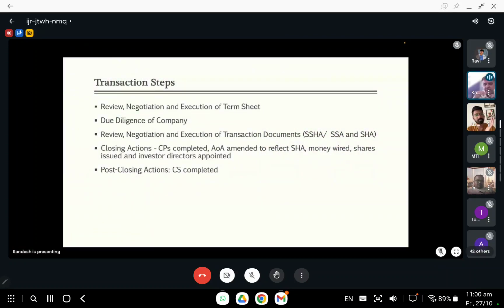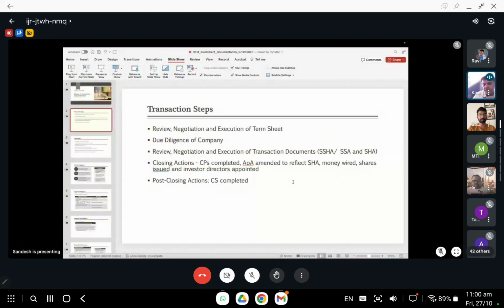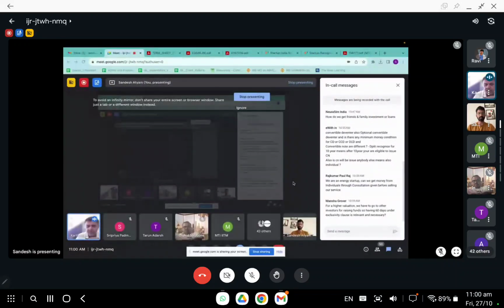This is not an issue when it comes to fundraising from an institutional investor. When you're raising funds from family and friends, it can take a very semi-casual turn. We usually suggest please don't let that happen, and have a proper term sheet to begin with.